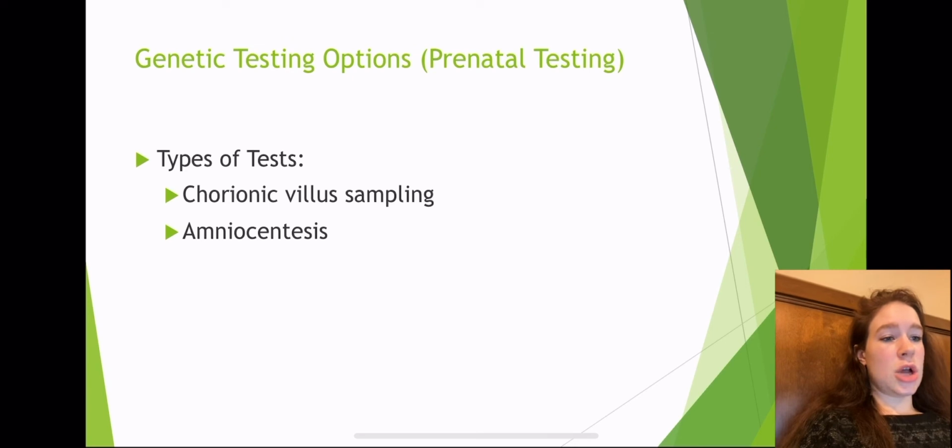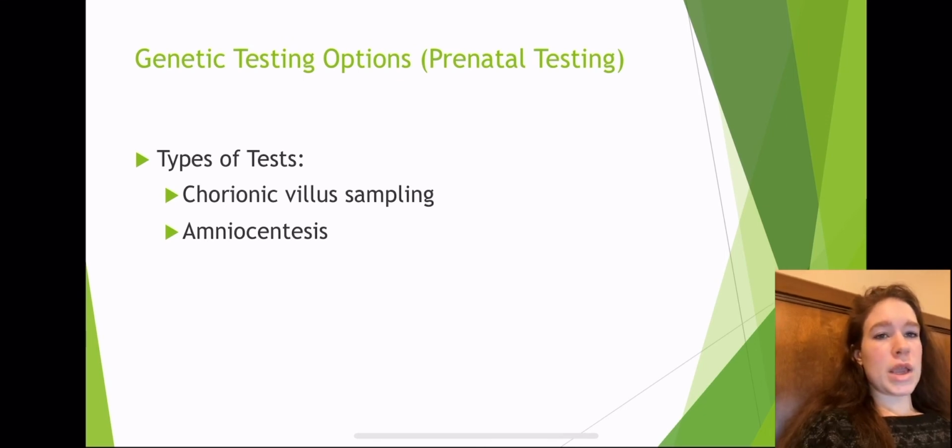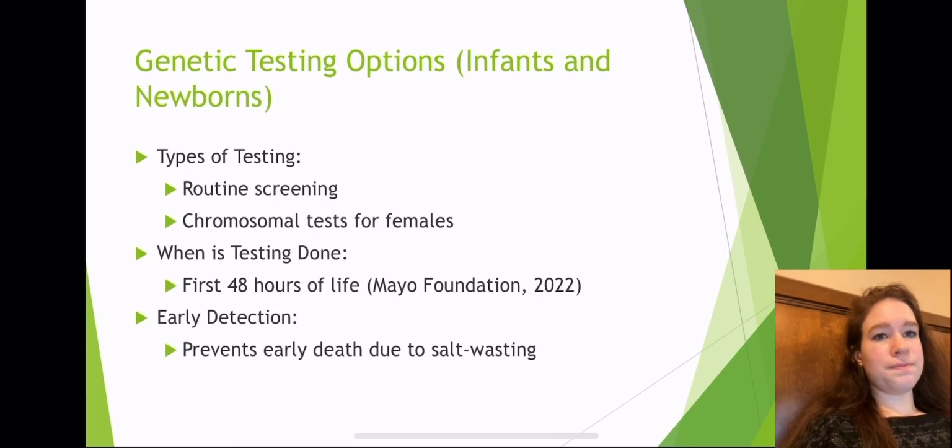So, genetic testing options. In prenatal testing, there is chorionic villus sampling. This is where cells are withdrawn from the infant's placenta and looked at under a microscope. And amniocentesis, which is where a needle is placed into the amniotic sac and amniotic fluid is withdrawn and then tested upon. Again, this is prenatal testing, so before birth.